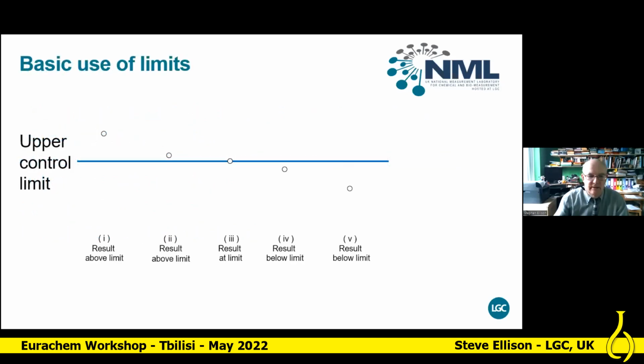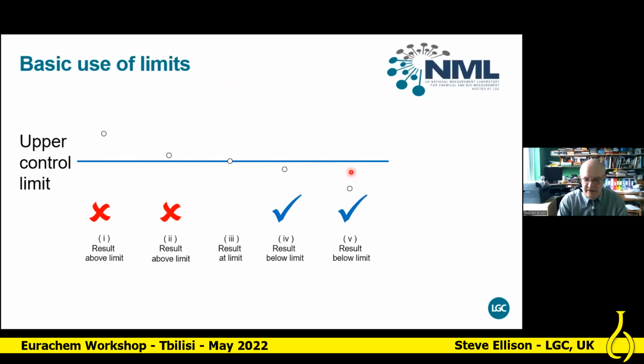We have a series of results. Let's say here we have an upper control limit. This result is above our control limit. Pretty unambiguously, we would regard that as not complying with the limit. Similarly here, where we're close to the limit, the result is above, so if we just look at the results, we conclude these don't comply. And similarly, at the other end of the scale, we can see that we have results below the limit, which clearly do comply.